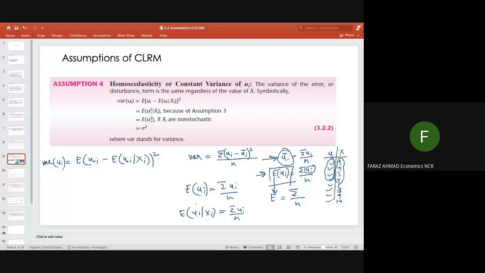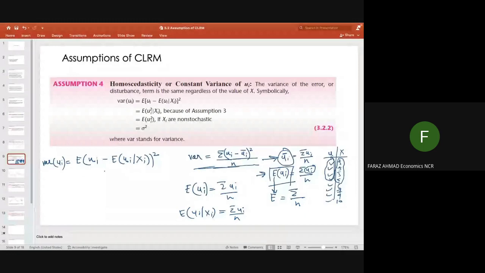So this is the formula for variance. If you want to remove this summation and this n from the formula, what you can do is simply write the expectation operator and write whatever is there inside.